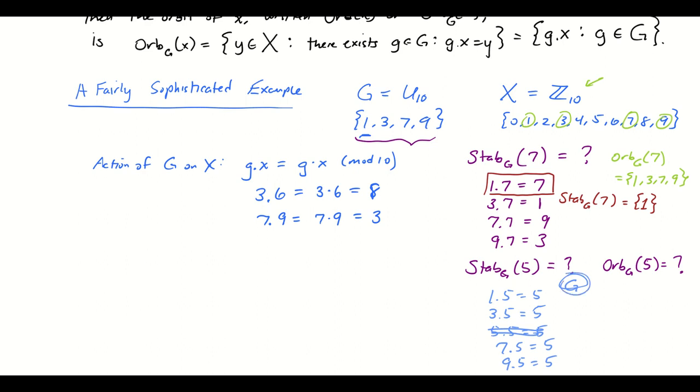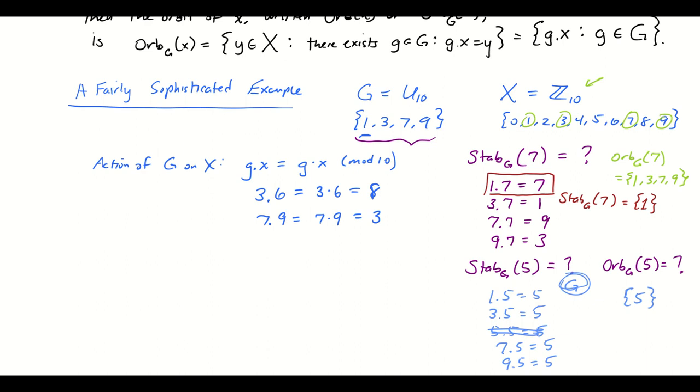And then the orbit of 5, well, the orbit of 5 is just all the elements of this set that we can get to, Z mod 10, by acting on 5 with elements of G. And that set is just the number 5. So the orbit in this case consists of only one element, and the stabilizer consists of 4 elements.